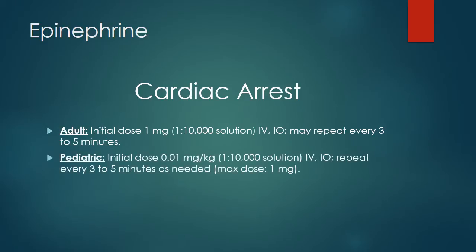The pediatric dose for cardiac arrest: the initial dose will be 0.01 milligrams per kilogram of the 1 to 10,000 solution, either IV or IO. Repeat every 3 to 5 minutes as needed for a maximum dose of 1 milligram.